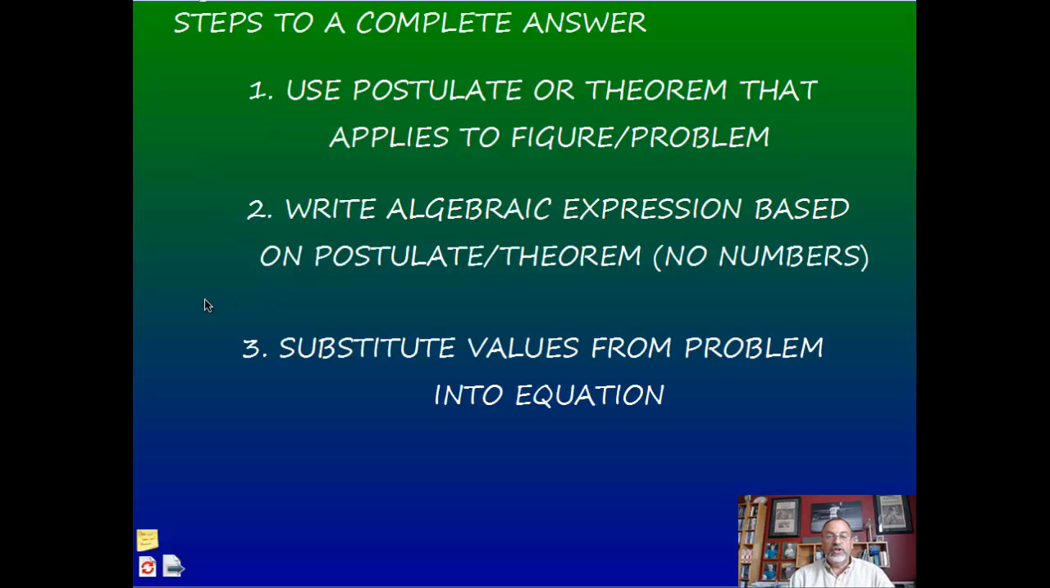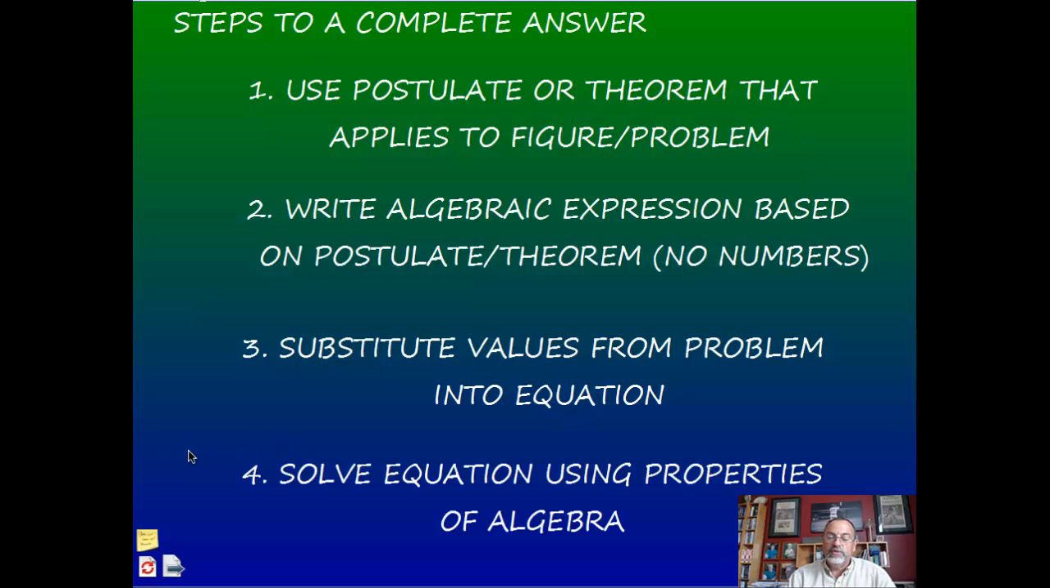Once you have the expression, then you can go ahead and substitute in the different values from the problem. Okay, AB is x plus 3, so I put that in for AB. CD is 7x minus 5. Okay, I put that in. Now I have a variable expression, or an algebraic expression, which I then use the properties of algebra to solve and to find the actual value of x. Okay, so if you follow those 4 steps, you're going to be very successful.